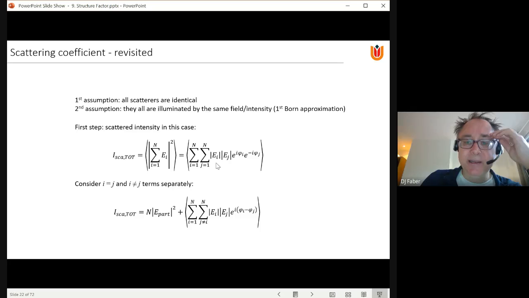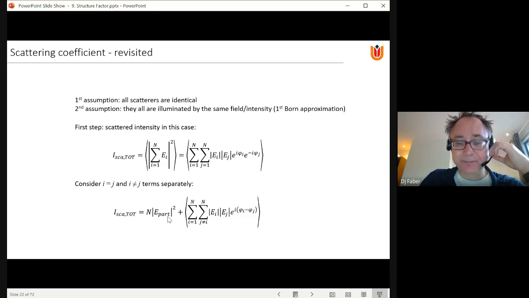So if i is j, then we just get n terms of E sub i times E sub i again, complex conjugate, so the phase terms cancel. That gives rise to the first term on the right-hand side of the lower equation: n terms that are all equal, because particles are identical, of E of the particle squared. And then here are the terms where i is not j.